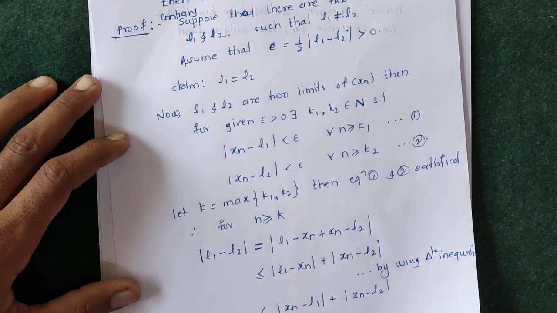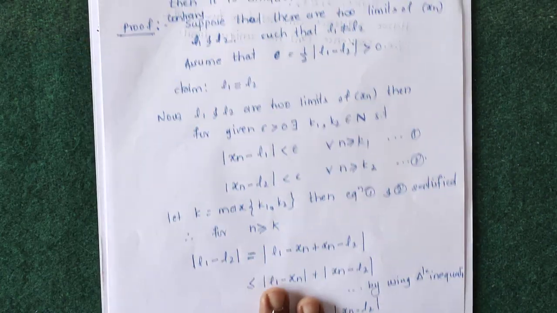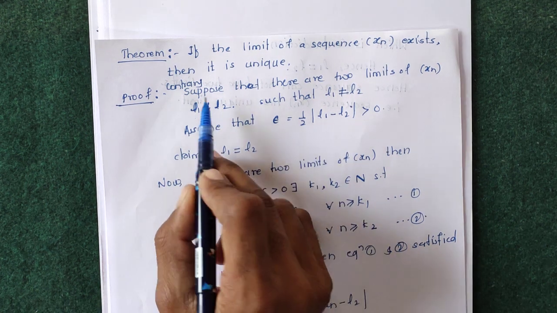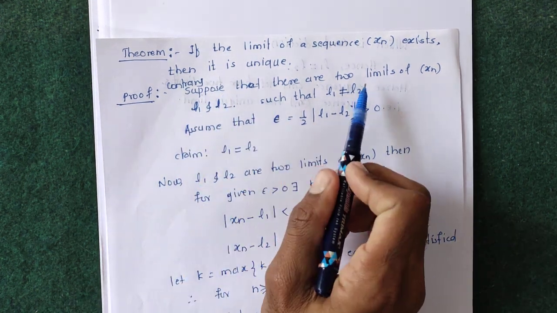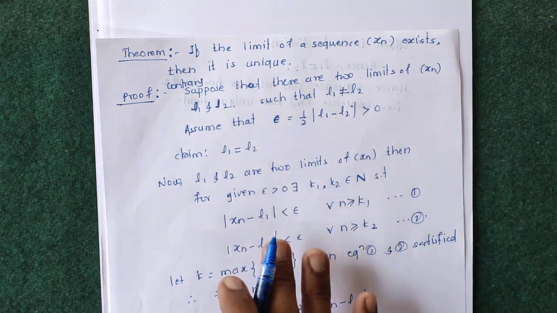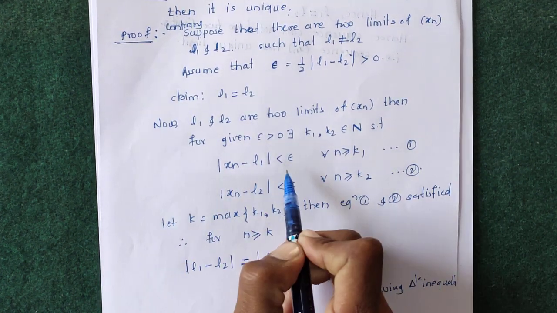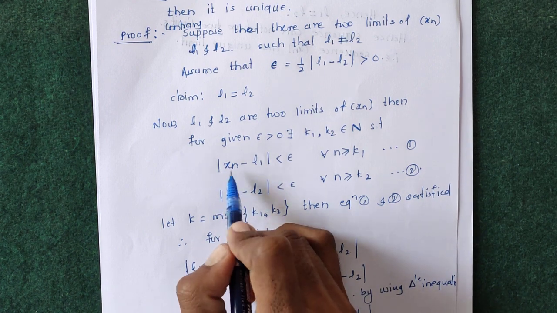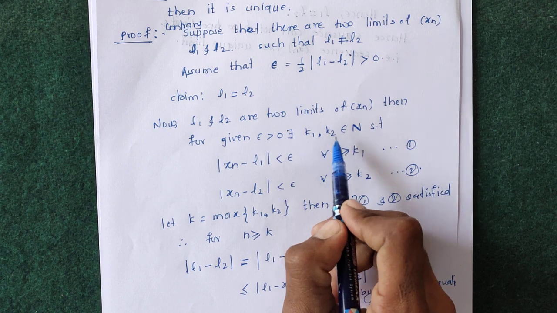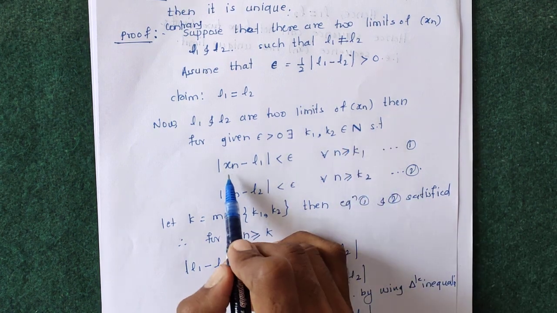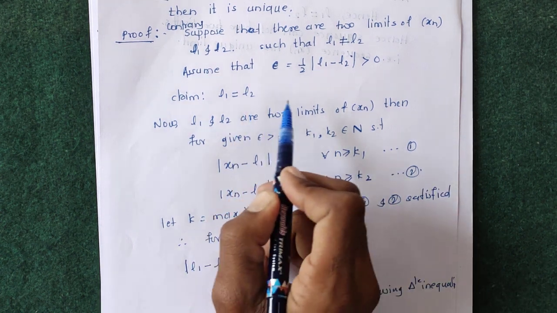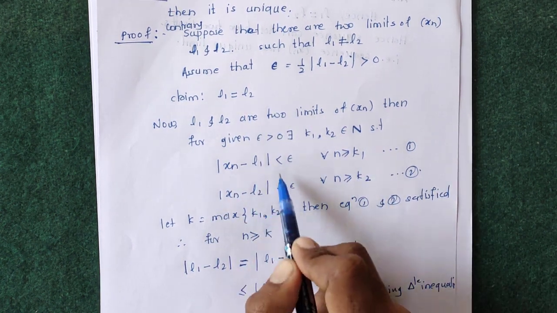In this theorem we have to prove that the limit of a sequence is unique. In the proof, on the contrary, we have supposed that there are two limits and that both limits are different. If the sequence has a limit, then that sequence satisfies the epsilon definition of limit, that is, mod of xn minus L1 is less than epsilon. For every epsilon positive, there must be some natural number k such that mod of xn minus the limit is less than epsilon for all n greater than or equal to k. Here L1 and L2 are two limits, so L1 and L2 satisfy that definition.